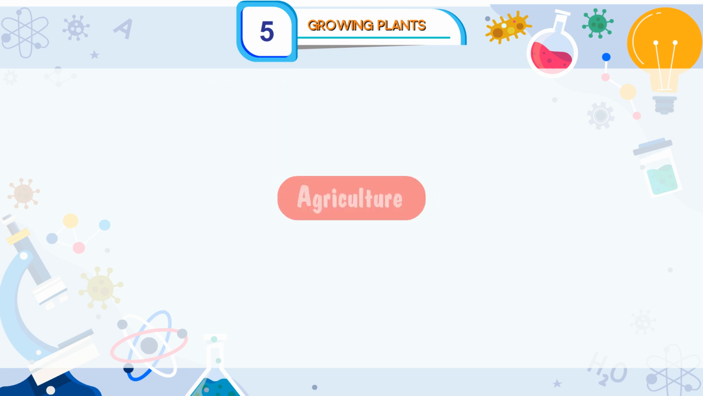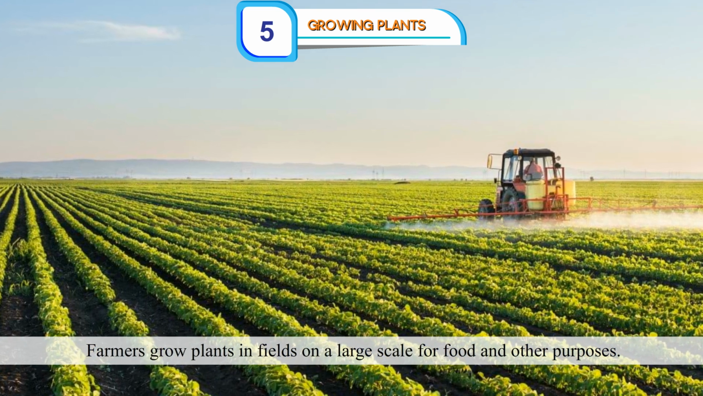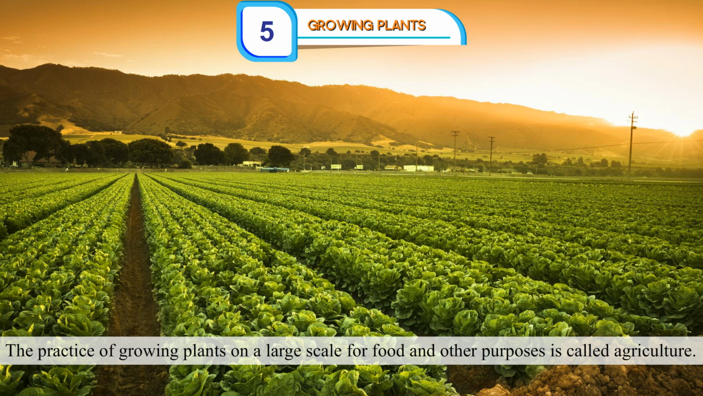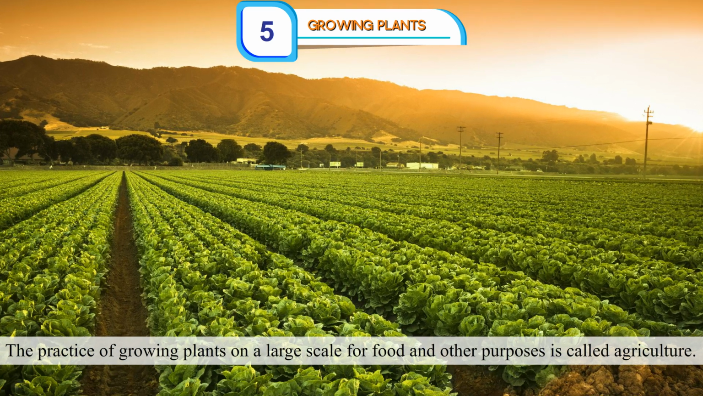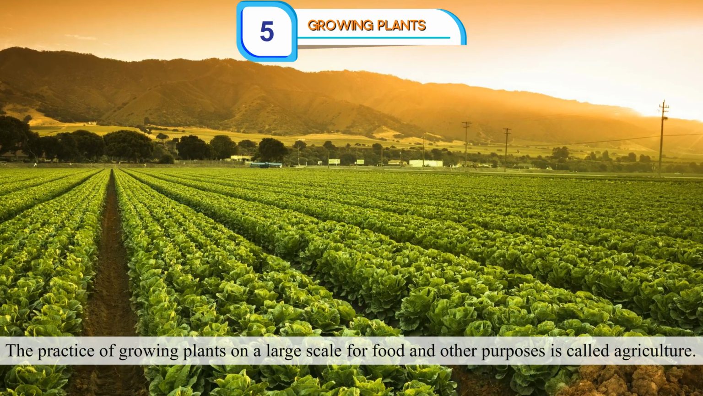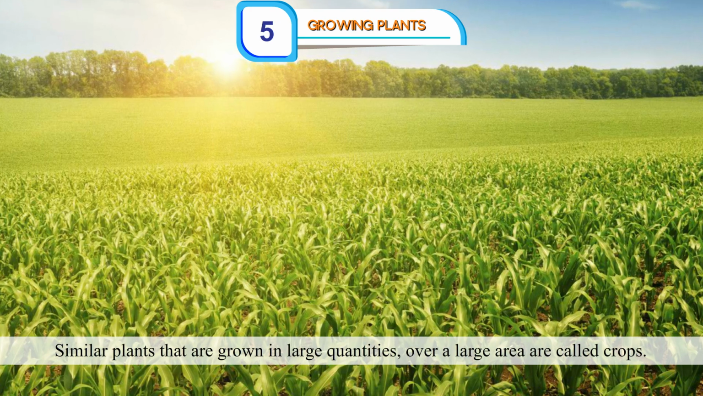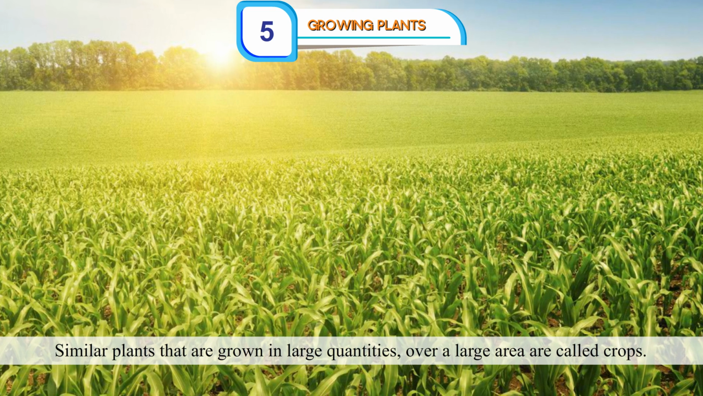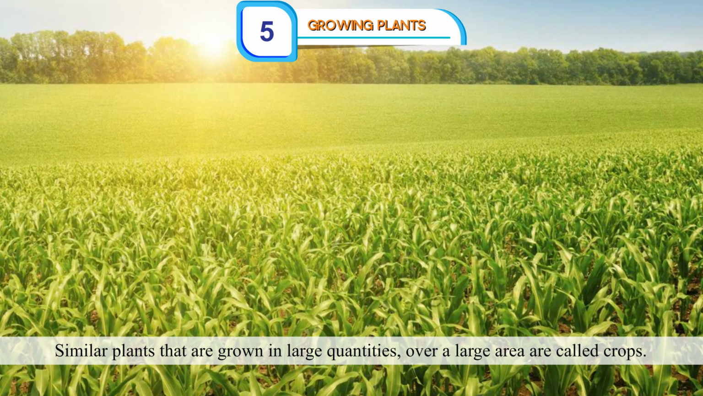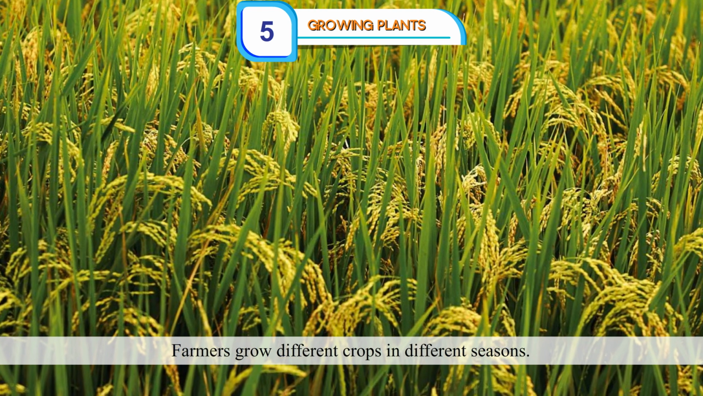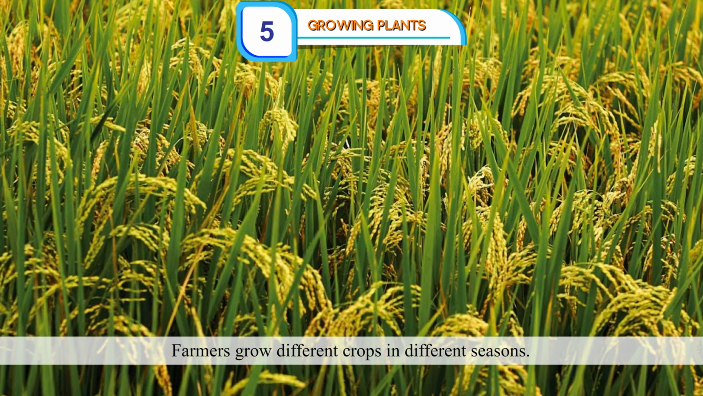Agriculture. Farmers grow plants in fields on a large scale for food and other purposes. The practice of growing plants on a large scale for food and other purposes is called agriculture. Similar plants that are grown in large quantities over a large area are called crops. Farmers grow different crops in different seasons.